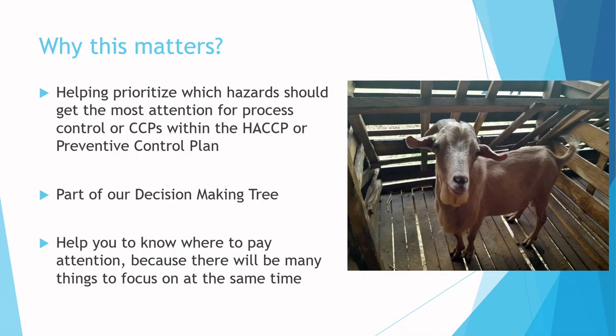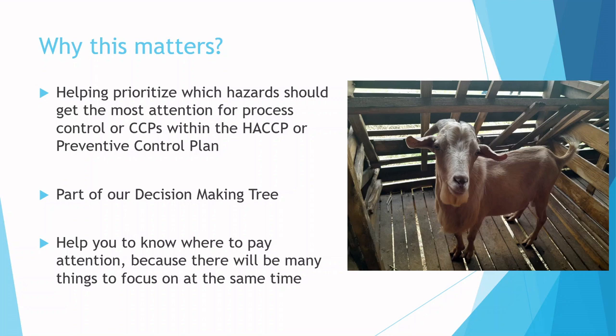So why does this matter? Well, it helps us prioritize which hazards we need to pay attention to because within our HACCP plan, we are going to start to identify all sorts of hazards and many of them are going to be low risk. And so it's not that we shouldn't be concerned about those low risk hazards, but we're going to pay the most attention to the high risk hazards and make sure that we apply at least one, if not multiple process controls to keep that hazard from causing harm.